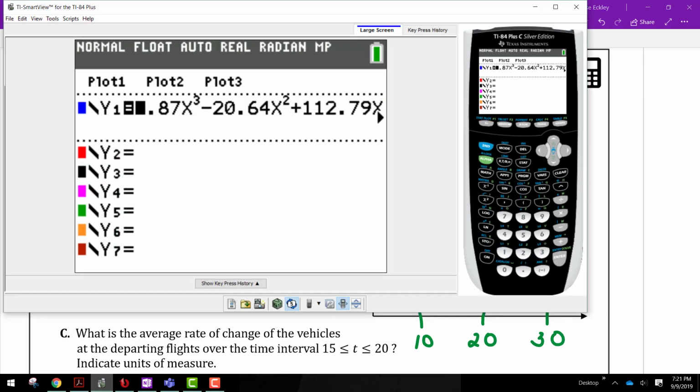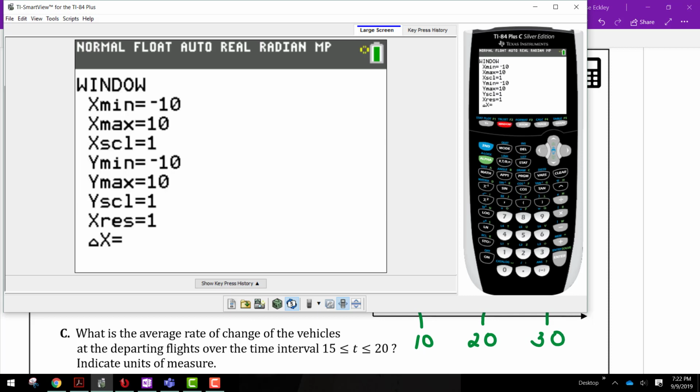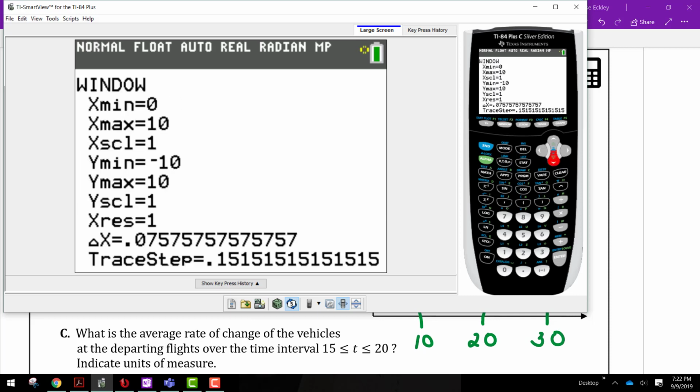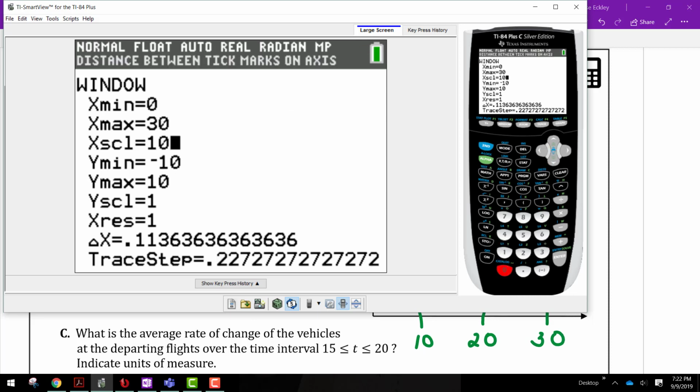Now on the 84, what we can do is put that function in, 92 minus 15 sine of x divided by 3. And again, I'm just going to go in and set up the window real quick. We're going from 0 to 30, and we're going to count by tens. And then the y's, we're going from 0 to 110, and we're going to count by tens. And now we're going to hit graph.